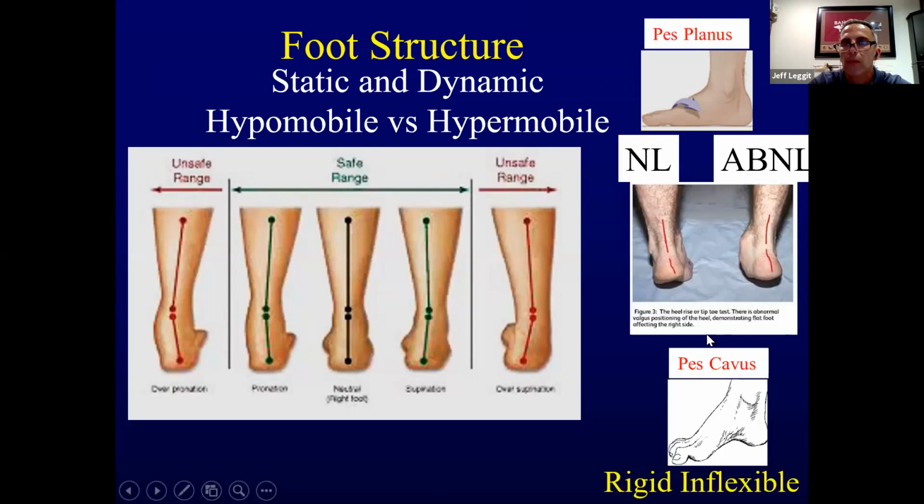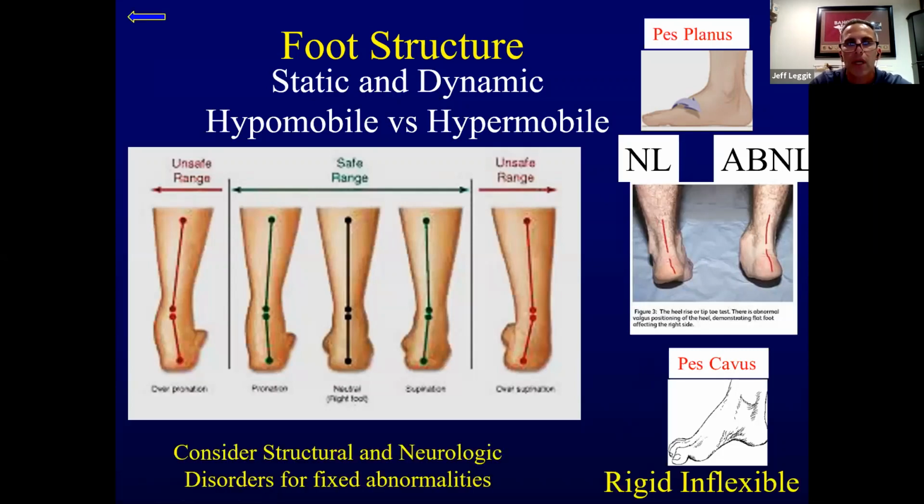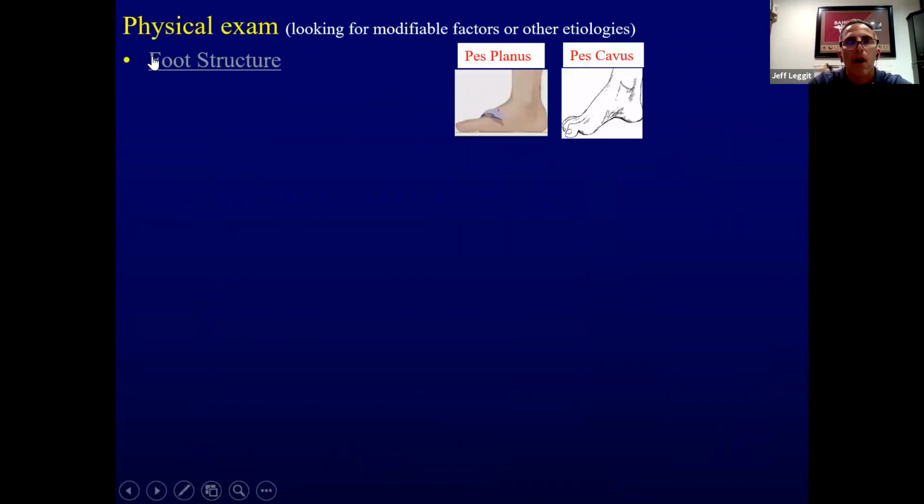And again, you're also looking for pes cavus, which you can think of as a kind of rigid, inflexible foot. One of the things I want you to remember is that when you have any of these fixed defects, you need to consider whether there is a structural abnormality or neurologic disorder. Something like hereditary motor sensory neuropathy, or the old term Charcot-Marie-Tooth, needs to come to mind if you have a fixed defect. So go back to our physical exam.